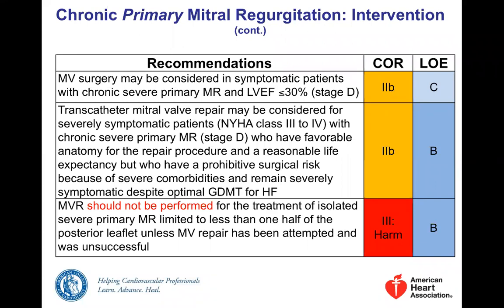Transcatheter mitral valve repair may be considered for a severely symptomatic patient, NYHA class 3 or 4, with chronic severe primary mitral regurg, stage D, who have favorable anatomy for the repair procedure and a reasonable life expectancy, but who have a prohibitive surgical risk because of severe comorbidities and remain severely symptomatic despite optimal guideline-directed medical therapy for heart failure. This is a class 2B.